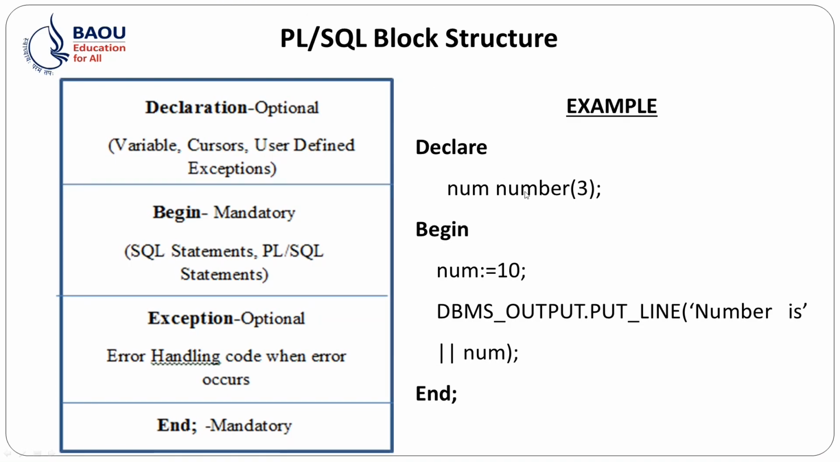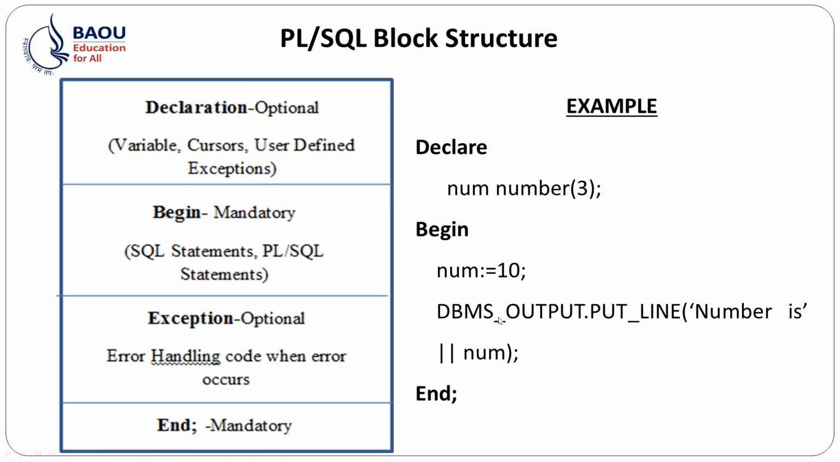The data type is number and the size is 3. Now, the begin section. In the begin section, the num variable is initialized and the value 10 is stored in the num variable.